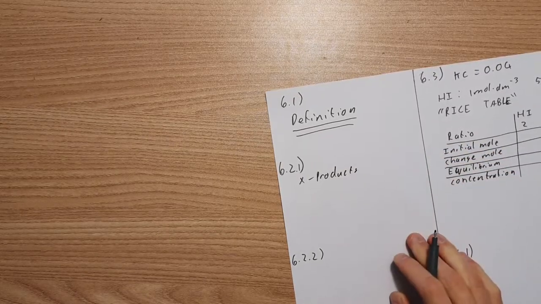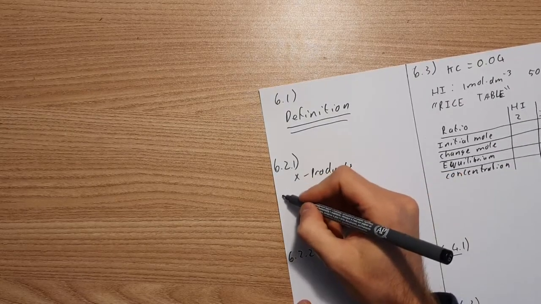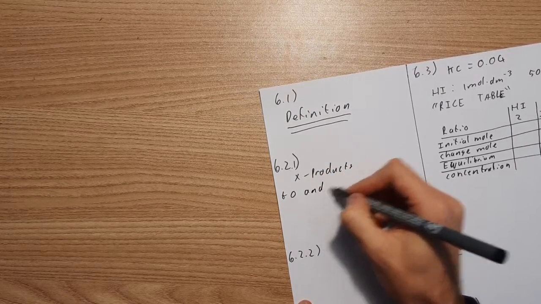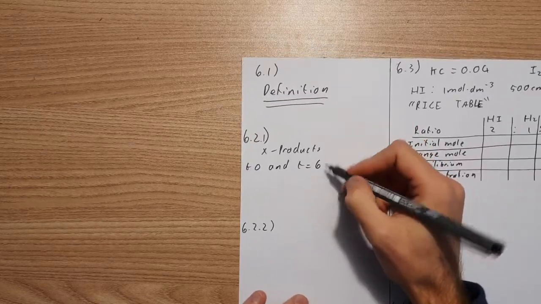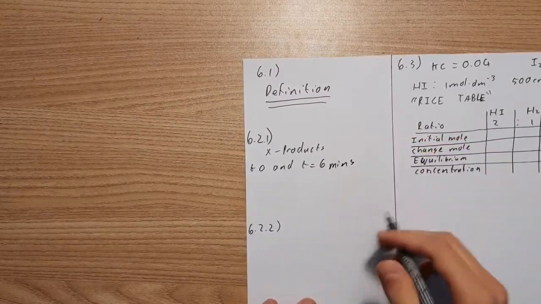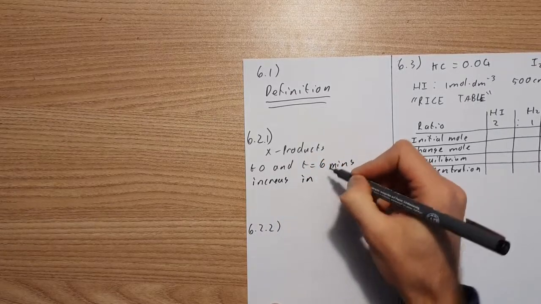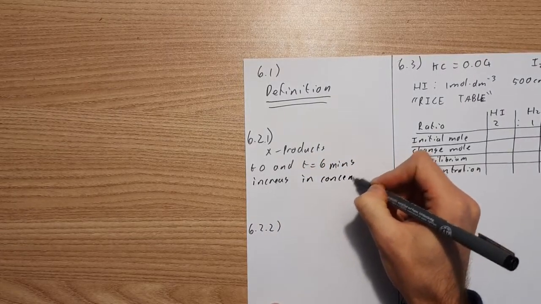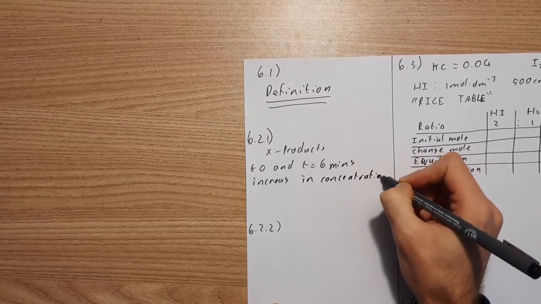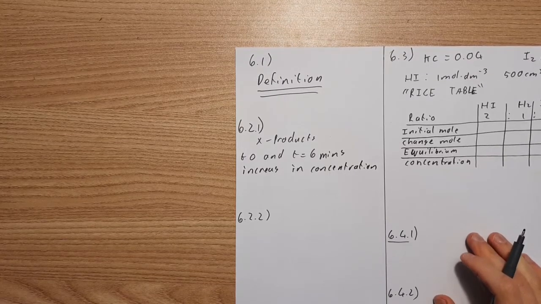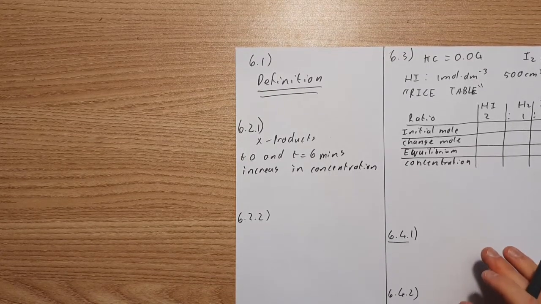Okay, it asks for an explanation, and you can see that between T equals 0 and T equals 6 minutes, okay, there is an increase in concentration. Therefore, X has to be our products, okay, because now Y is decreasing, therefore Y is our reactants.